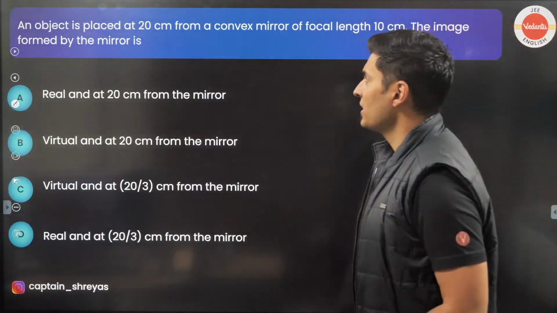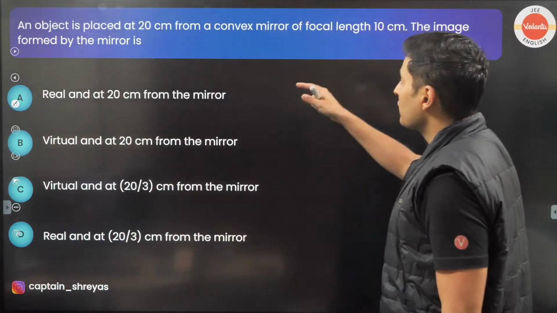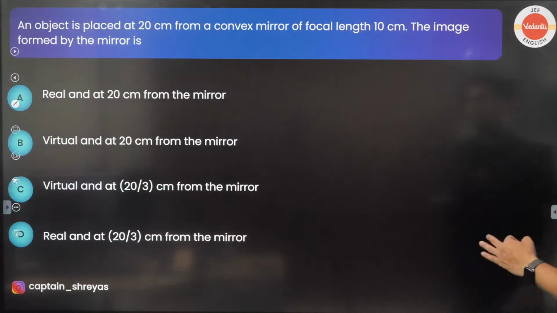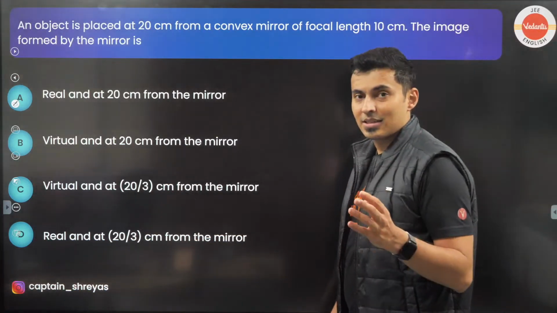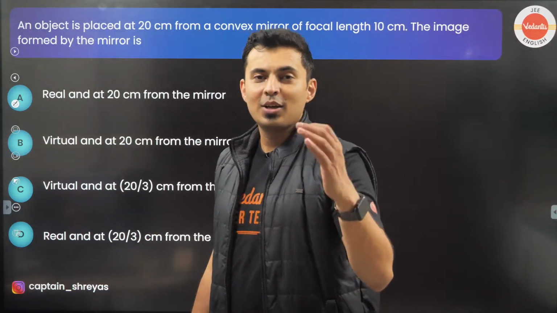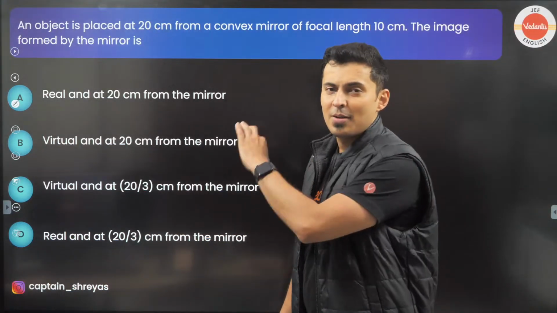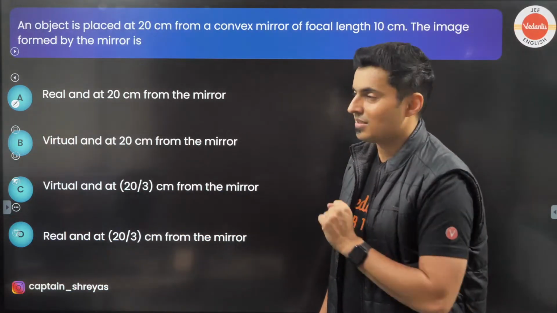Moving on to one more question like this. Object is at 20 centimeters from a convex mirror. Focal length 10. The image formed by the mirror is... So this is your redemption question, guys. If you made some mistakes in the previous question, make sure you do not repeat any kind of mistakes in this.